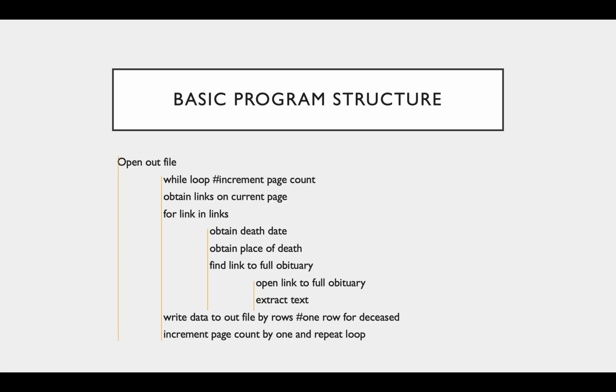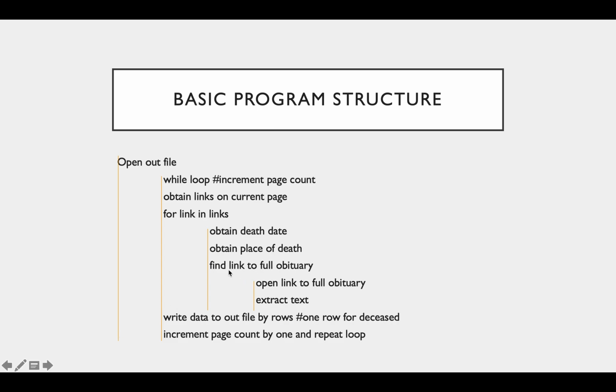So this is the basic structure of my program. First I open an out file to write to the Excel document. And then I create a while loop to increment the page count because there's multiple pages in the memorial website that I found. Then on each page of this memorial website, there are multiple links to individual deceased persons. So I obtained those links for the current page, and then for each of those links, I go in and obtain the death date, the place of death, and the summary text of their obituary, because their full obituary is actually on a separate link.